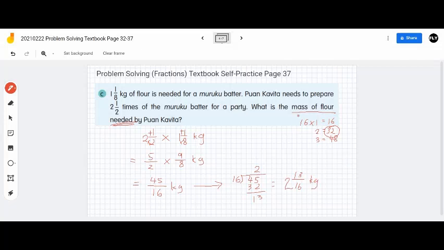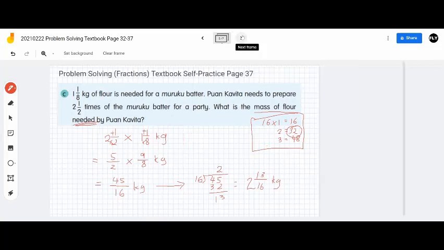Please construct your own multiplication table. Even teacher forms my own multiplication table, so please do the same. Next, we are going to look at D.